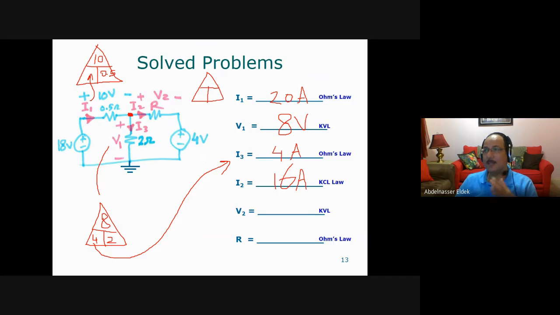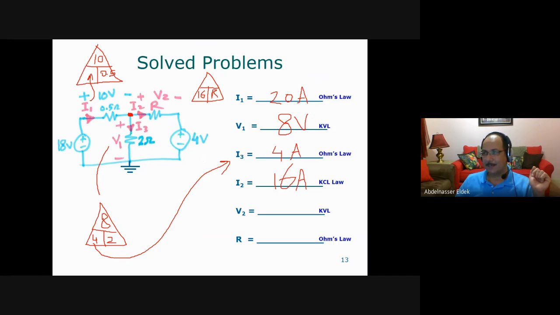For R, you must use Ohm's law. So, okay, I2 equals 16. Let me write it here. I2 equals 16. Okay, good. But I still don't know how to calculate R. R is unknown, so I must get V. This is V2. I must get V2. How do I get V2? Okay, use Kirchhoff's voltage law again.